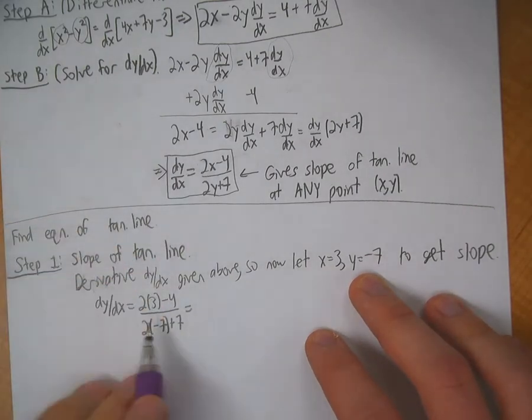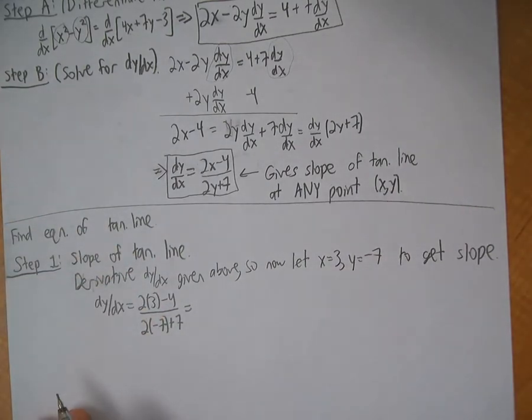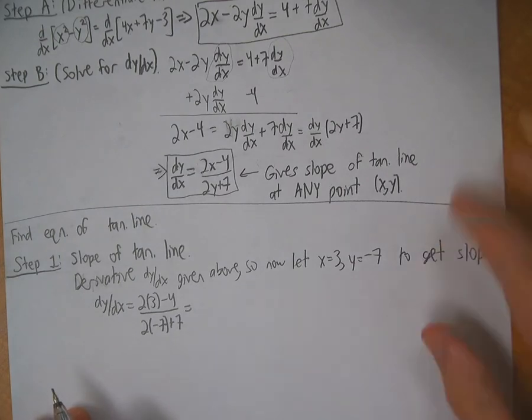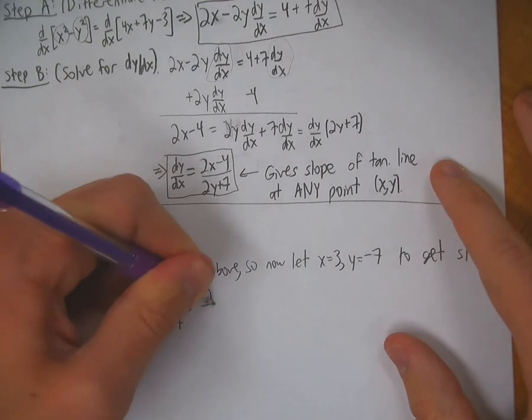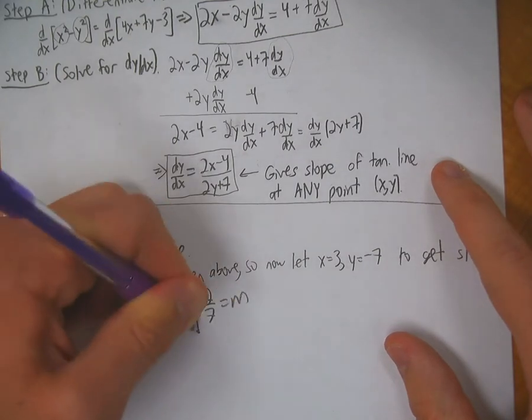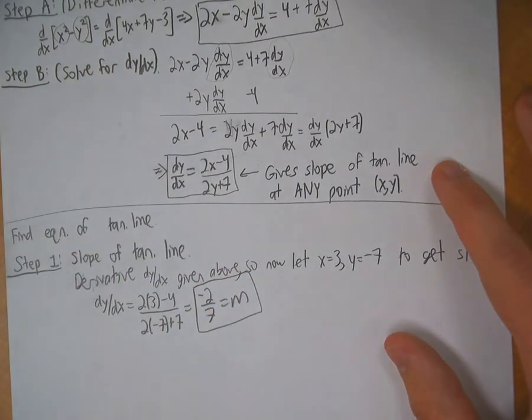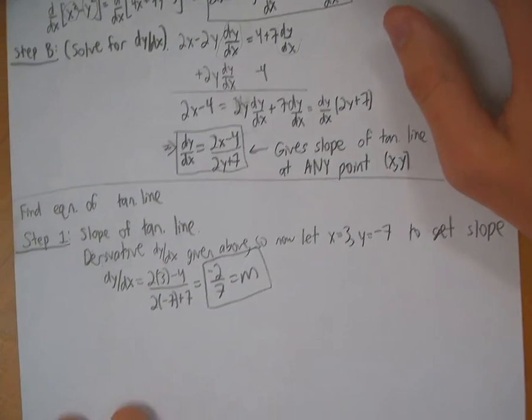So if that's the case, then that should tell you that our slope is then what quantity? -2/7. Yep, -2/7. Good. And this will give you your slope that we need here, which I'll denote by m. Okay?